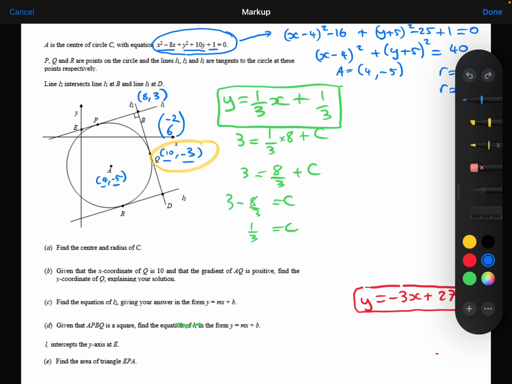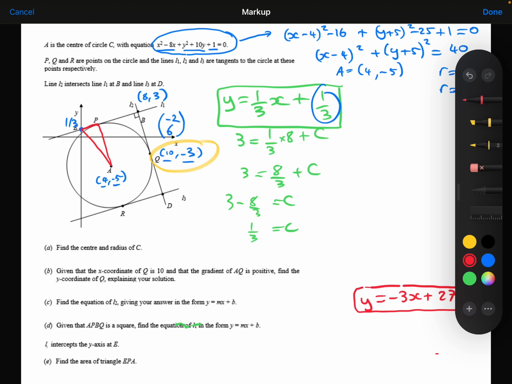Where we are told L1 intercepts the y-axis at point E. So, yeah. And we know that point is the y-intercept of L1, so we know that is the point 1/3 from there. Question says, find the area of triangle EPA. So let me mark that onto my diagram. EPA, E to P to A, like that. So I want to work out the area of that triangle.